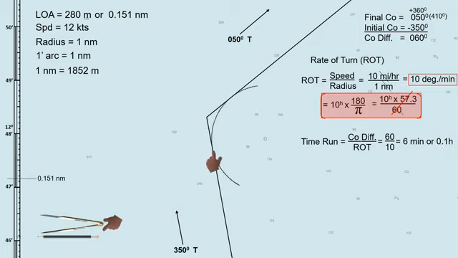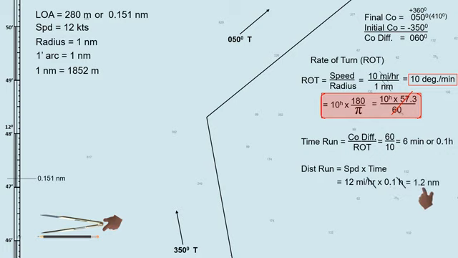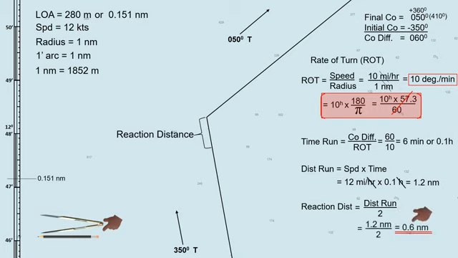Next we will determine the distance traveled by the ship from the point she starts to turn until the turn ends, known as distance run. Distance run is equal to ship speed, which is 12 miles per hour, times the time run, which is 0.1 hour. The distance run during the turn is 1.2 miles. Next we will determine the reaction distance. This distance is from the waypoint to the turning point. Reaction distance is equal to distance run divided by 2, which is equal to 0.6 mile.